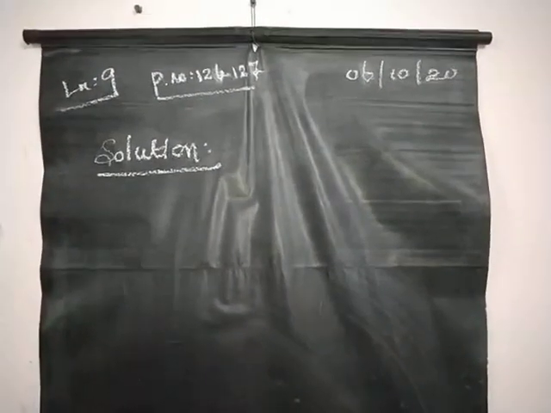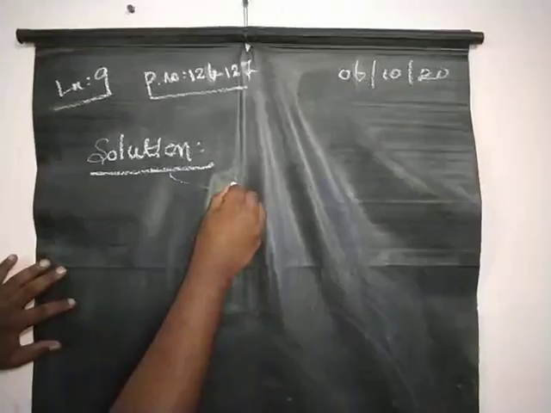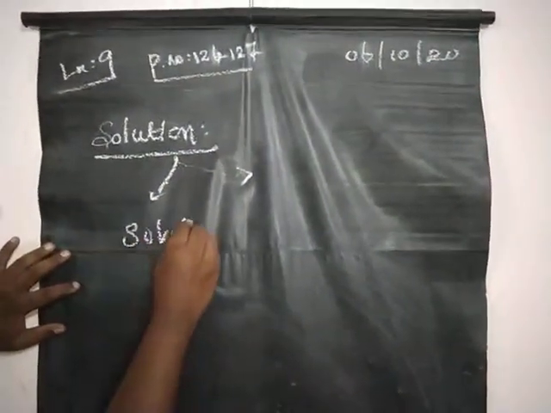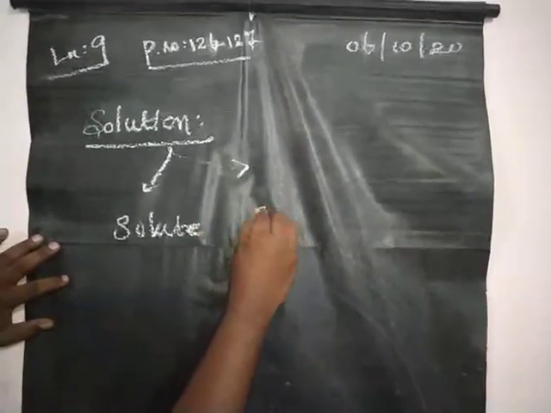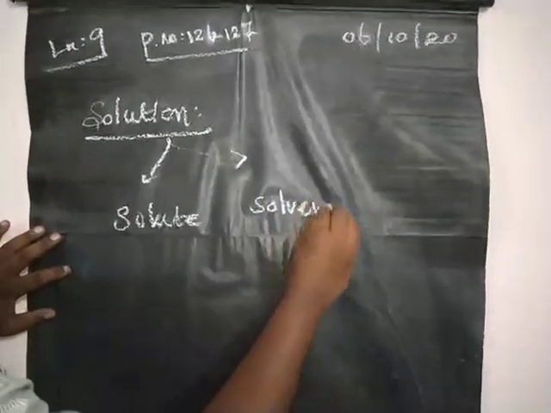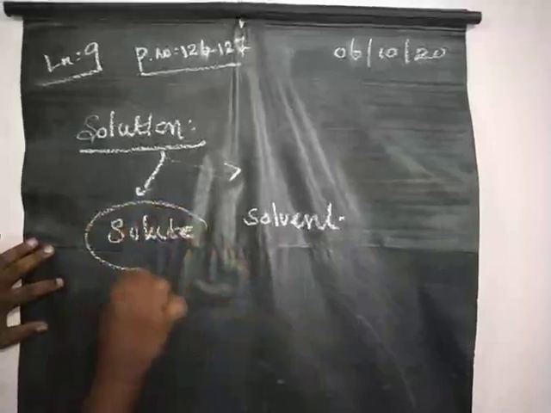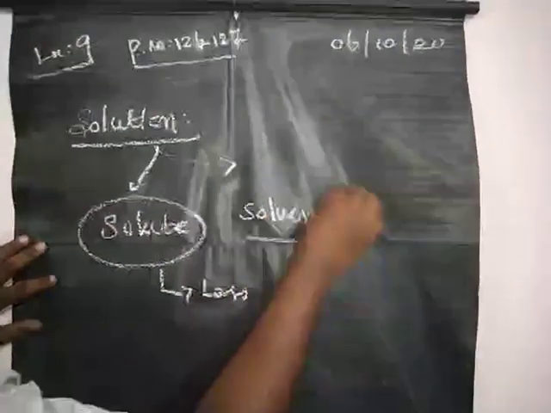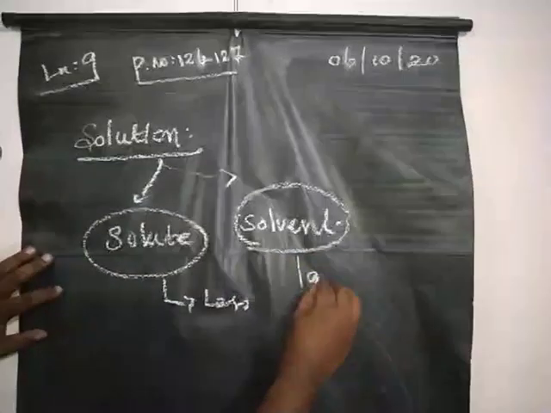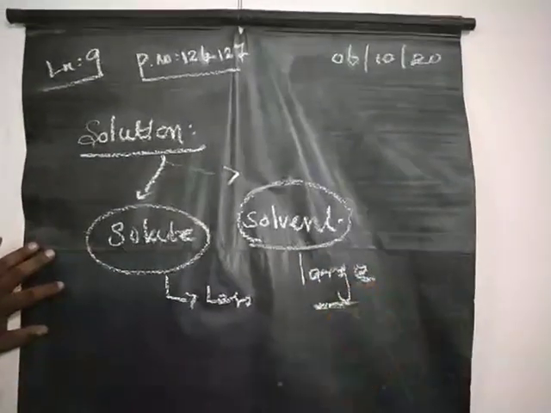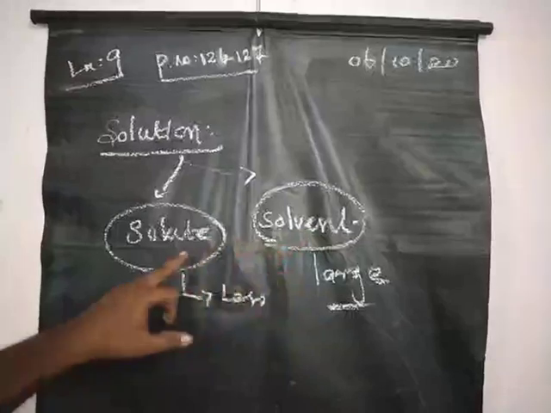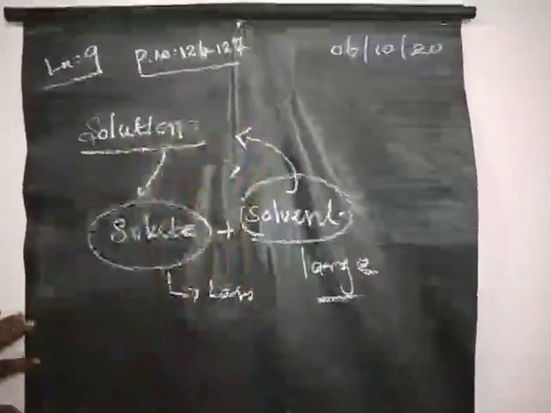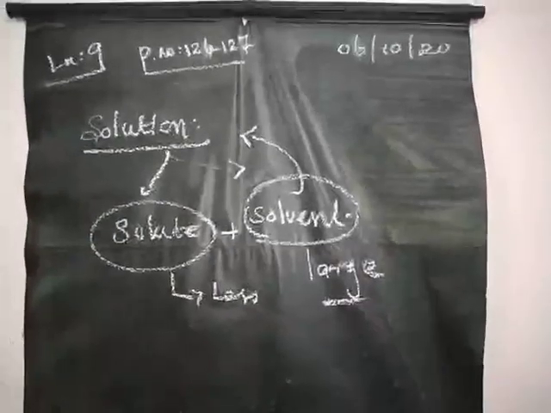What is meant by solution? What are the components present in the solution? Solute and solvent. In a solution, the component present in a smaller amount by weight is called the solute, and the one present in a larger amount is called the solvent. So solute plus solvent is nothing but a solution.